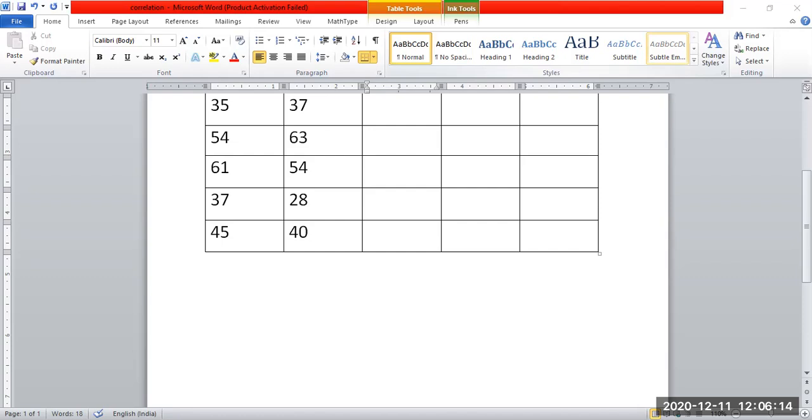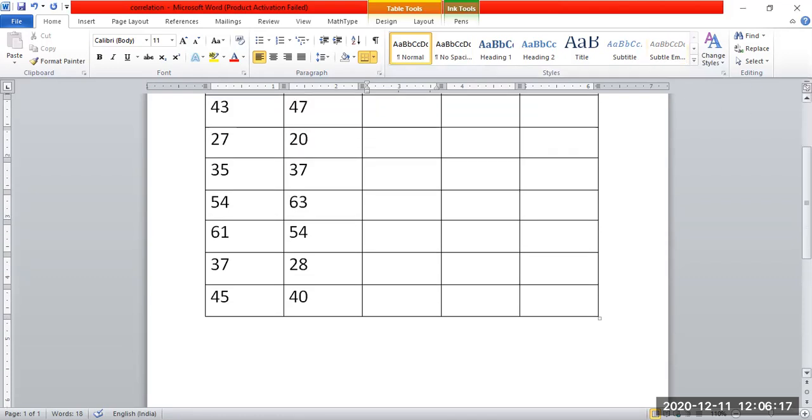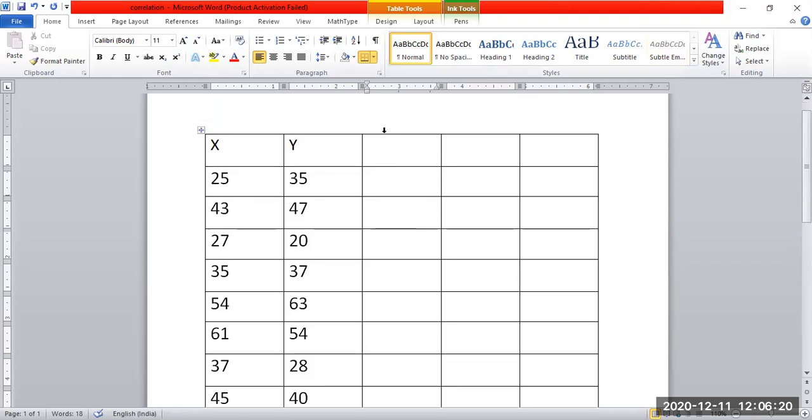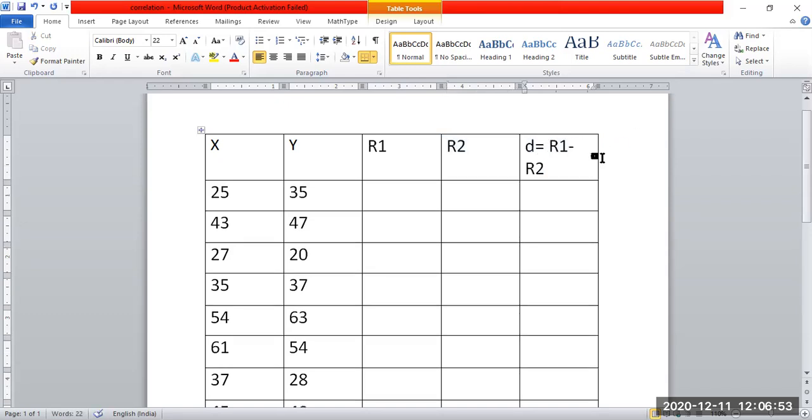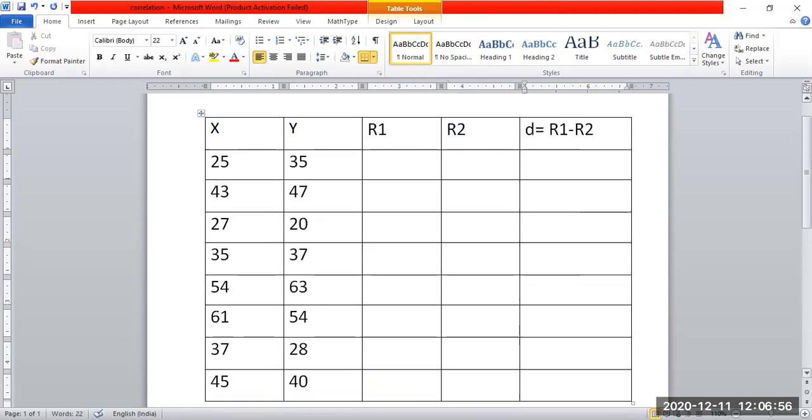Okay, now we'll get into the first column. So what do we need to calculate? The first thing we write is R1, the second R2, then small d is equal to R1 minus R2. Okay, R1 minus R2. That is d is equal to R1 minus R2. Okay, let me go one by one.